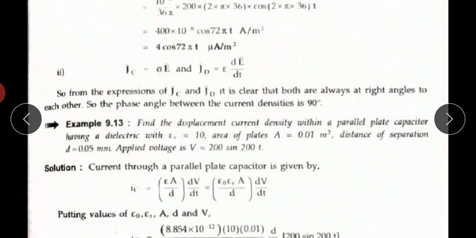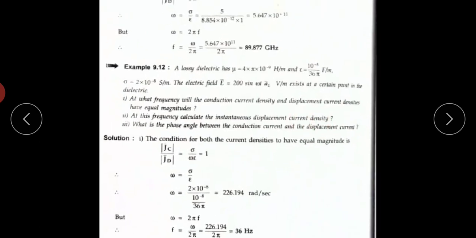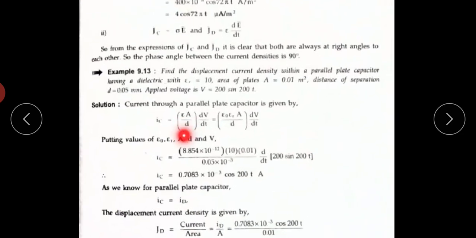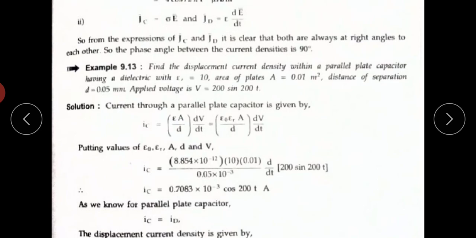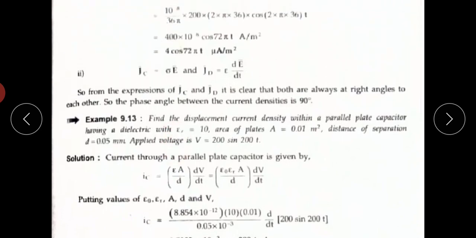So here also same. So JC equals sigma into E bar. So sigma into E bar equals 200 sin omega t. Here omega equals 2 pi f. So 72 pi. So 200 sin 72 pi t. Sigma into 200 into 72 pi t, and it is cos 72 pi t. So the angle difference equals 90 degrees.